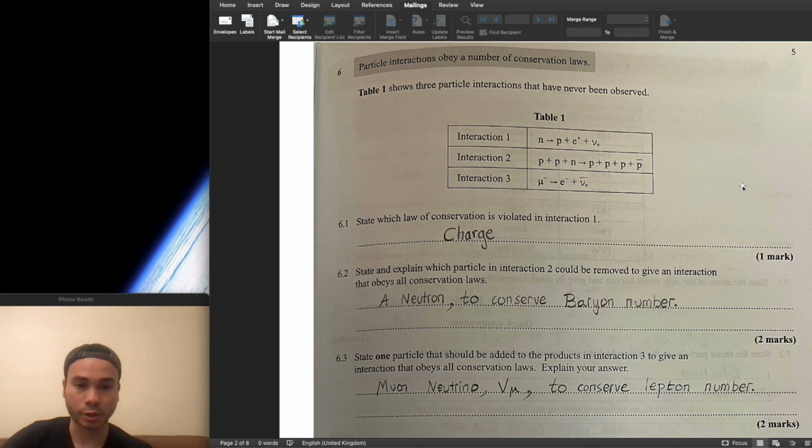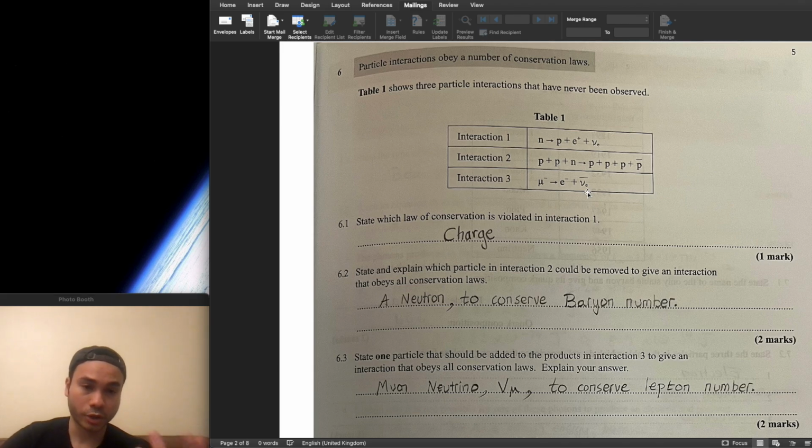6.3, state one particle that should be added to the products in interaction 3 to give an interaction that obeys all conservation laws. Explain your answer. So we start with a muon negative, and we get a negative electron, and then we have an anti-electron neutrino.